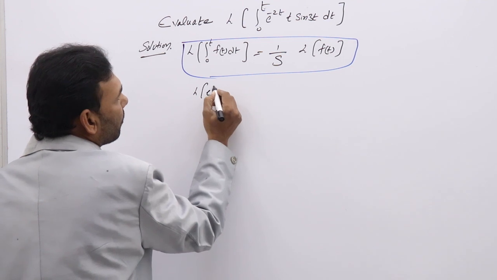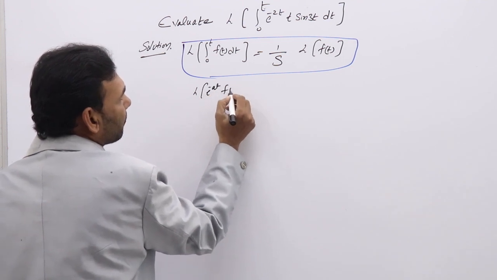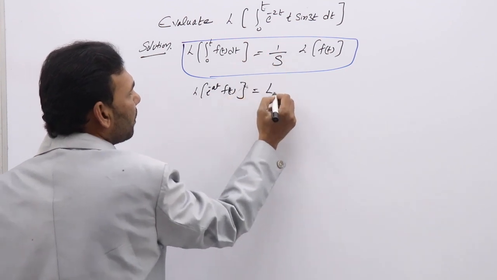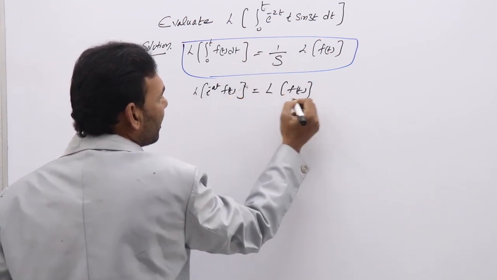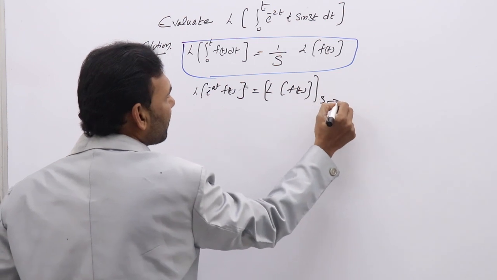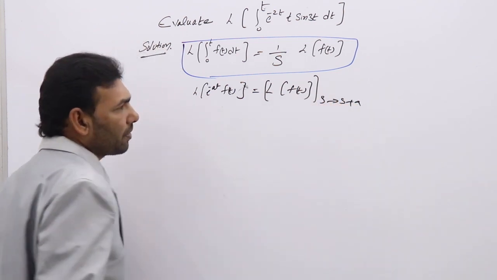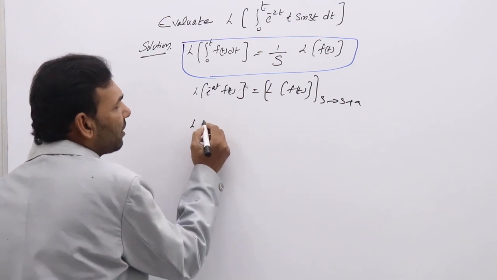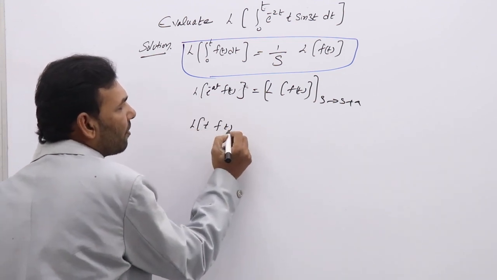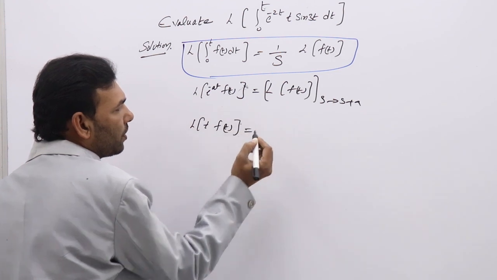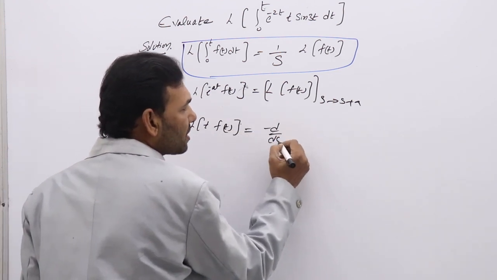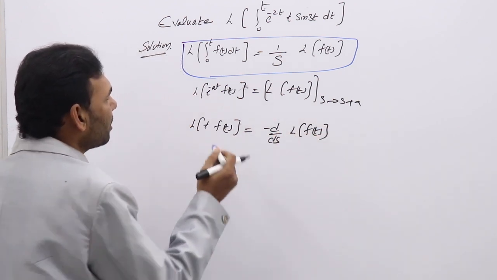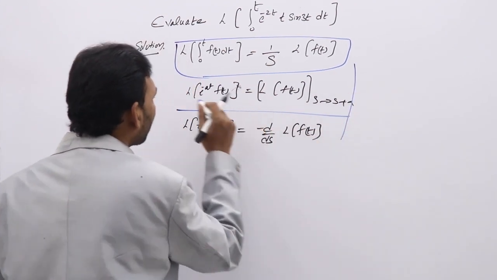L of e power minus at f of t. If you have, simply find the Laplace for f of t. In that, write s plus a in the place of s. Next principle, multiplication by t. L of t f of t equal to minus d by ds L of f of t. So these three principles we are going to apply here.